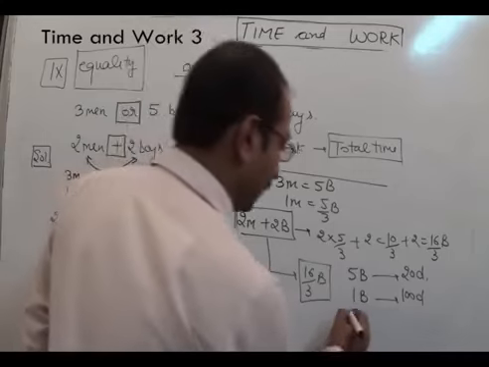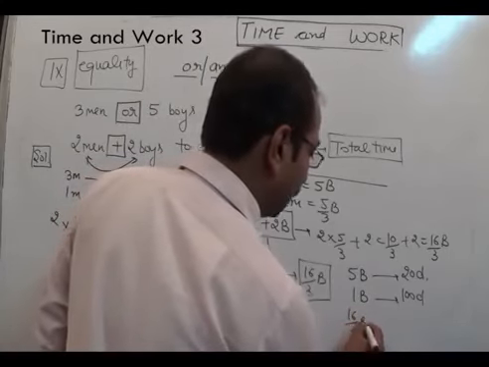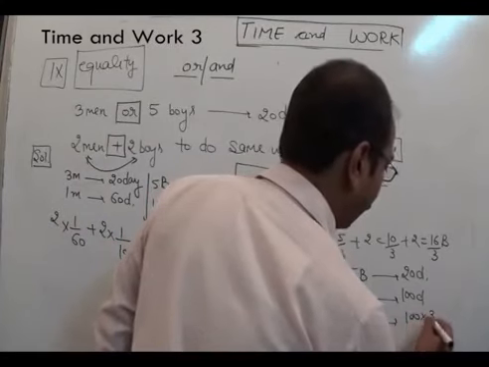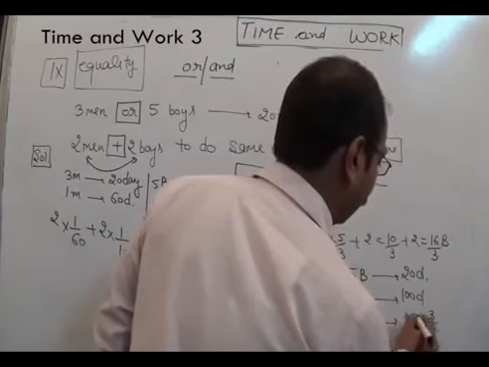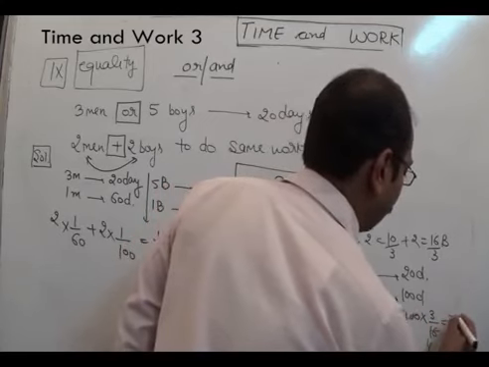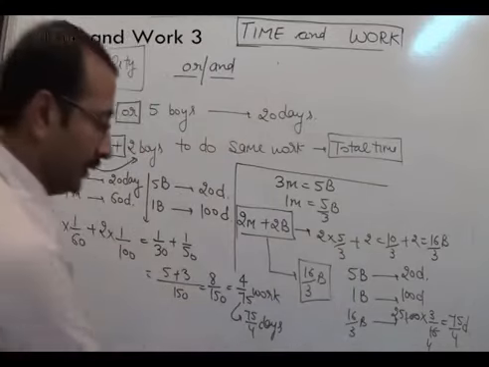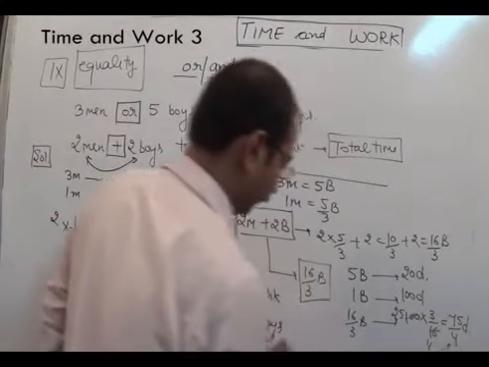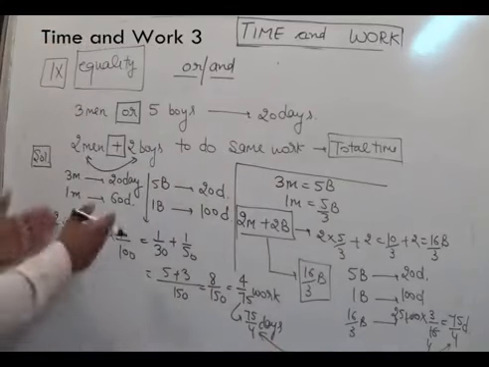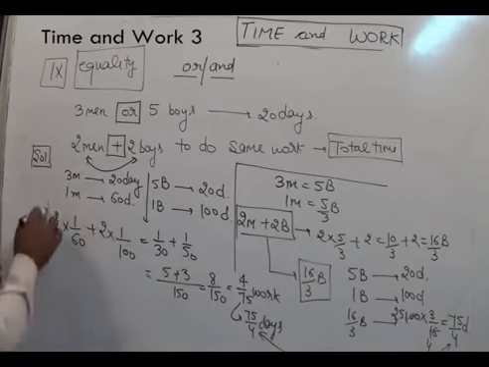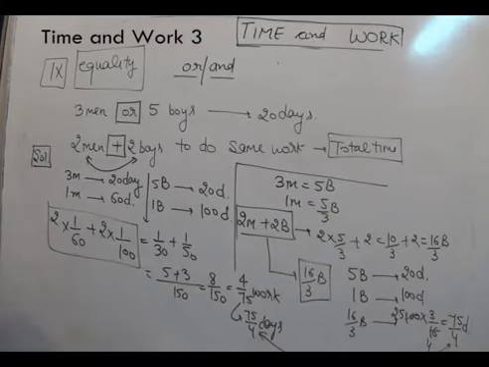How many boys do we have? 16 upon 3 boys. So how much time will they take? They will take 100 into 3 upon 16, which is 75 upon 4 days. You will find your answer is the same. That approach is very simple, because with this approach there is nothing to think of. Just by looking at the question, I will put this value and solve it, and my answer is there. Is the point clear?